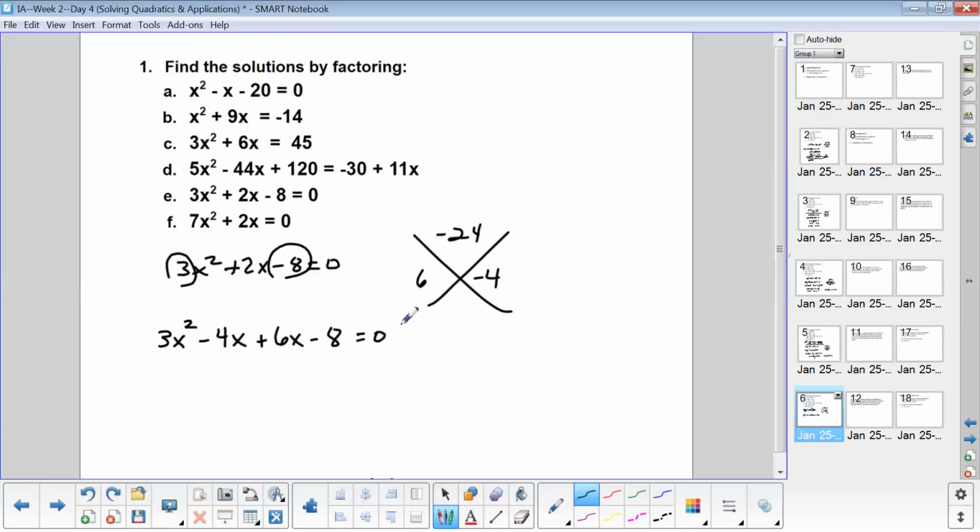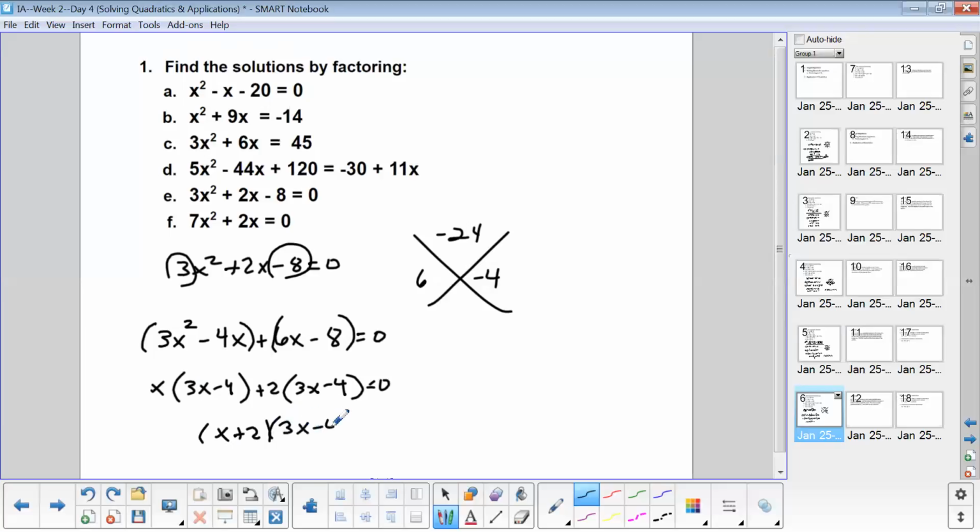Okay, so I've got my 4 terms. This is what we did for quiz 1. I'm going to group and then find the GCF. Well, the GCF of 3x squared and 4x would just be x. So you get 3x minus 4, and 6x and 8 would be 2. So you're left with 3x minus 4. So what are your two factors? It's x plus 2 and 3x minus 4.